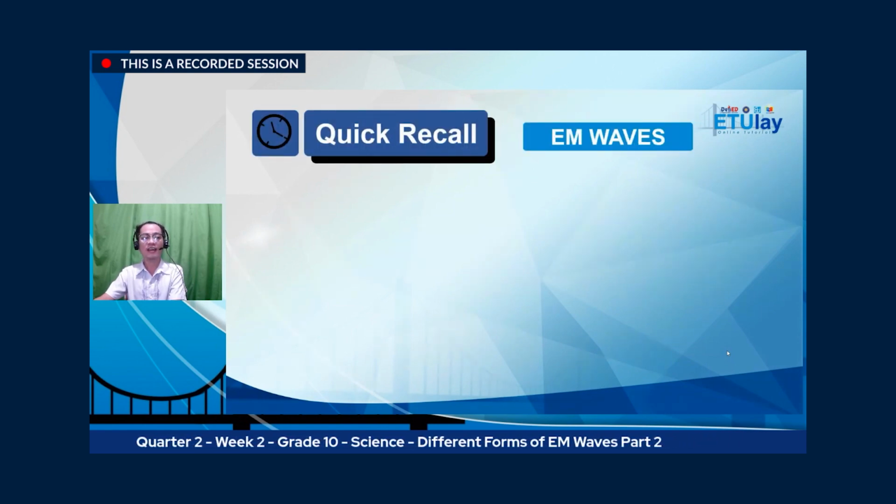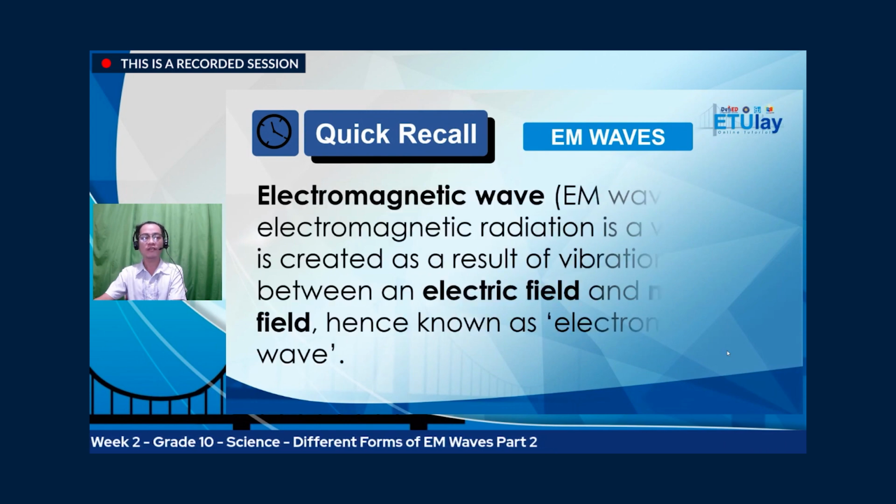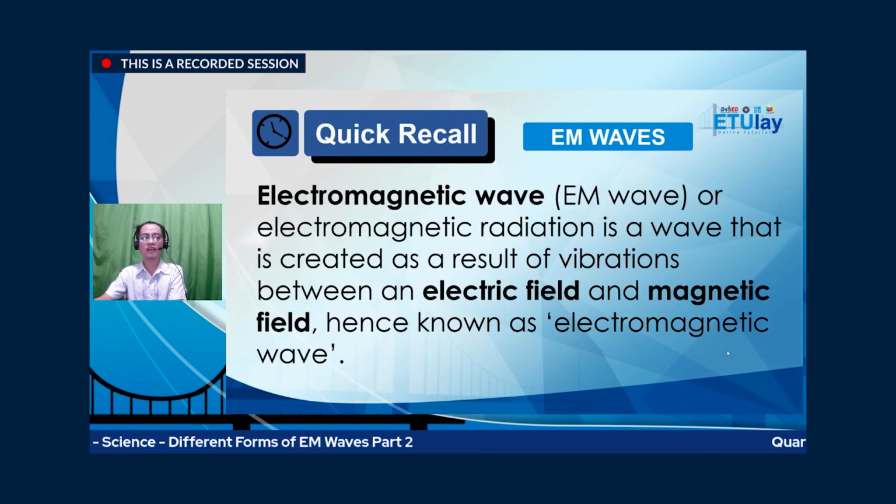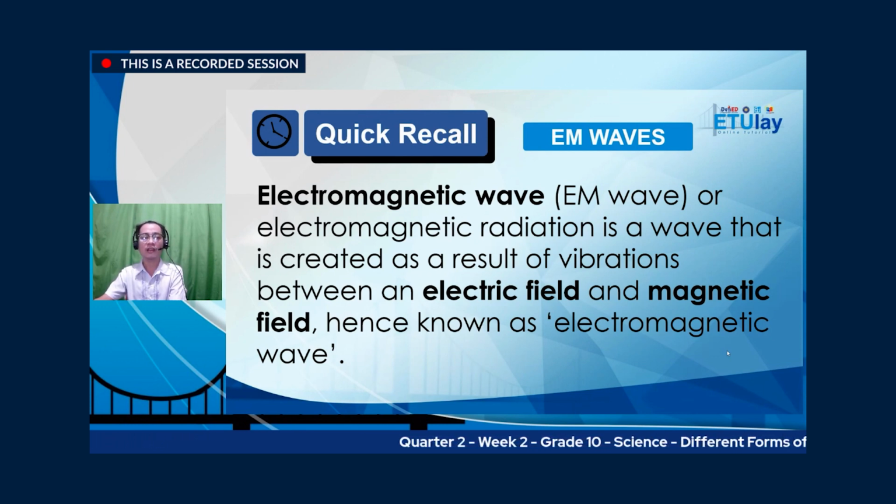Quick recall, electromagnetic wave or EM wave or electromagnetic radiation is a wave that is created as a result of vibrations between an electric field and magnetic field, hence known as electromagnetic wave.